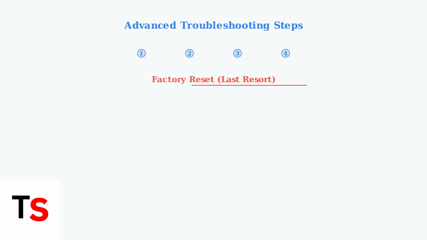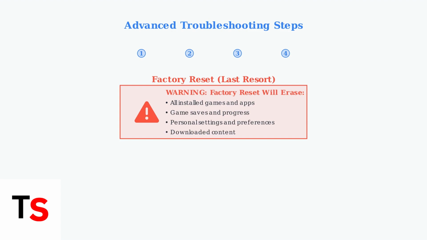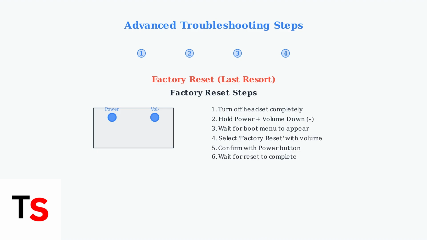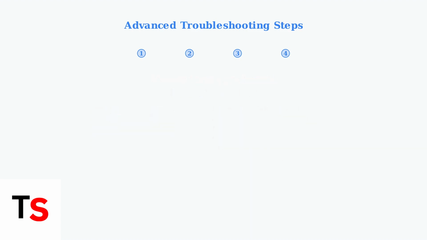As a last resort, you can perform a factory reset. However, this will completely erase all headset content, games, and saved data. Only proceed if other methods have failed. To perform a factory reset, turn off your headset completely. Then hold the power and volume down buttons simultaneously until the boot menu appears. Use the volume buttons to select factory reset and confirm with the power button.